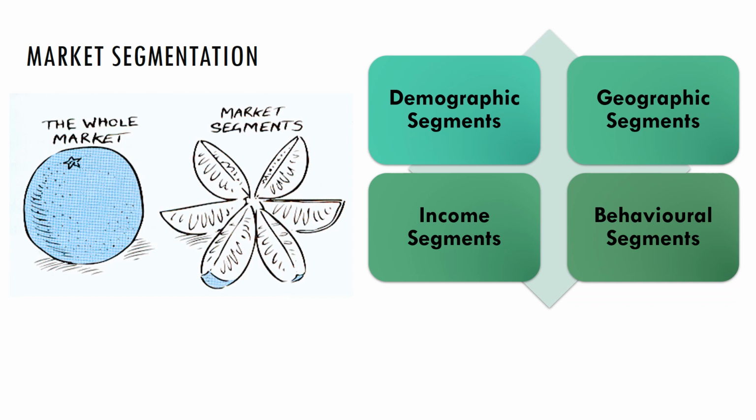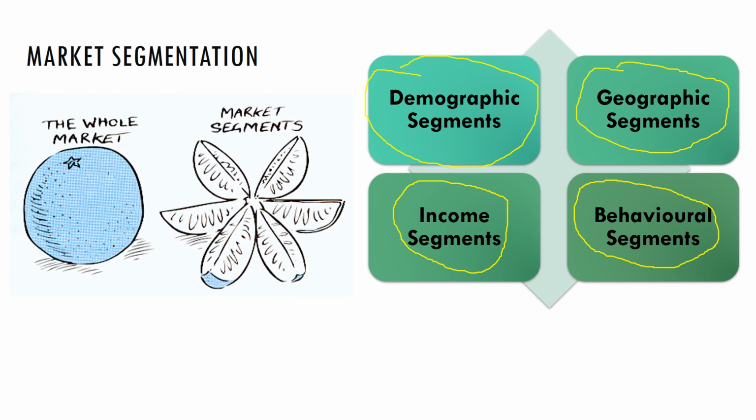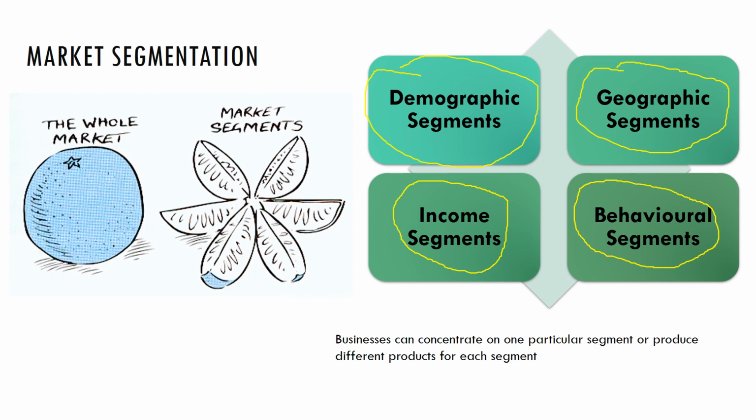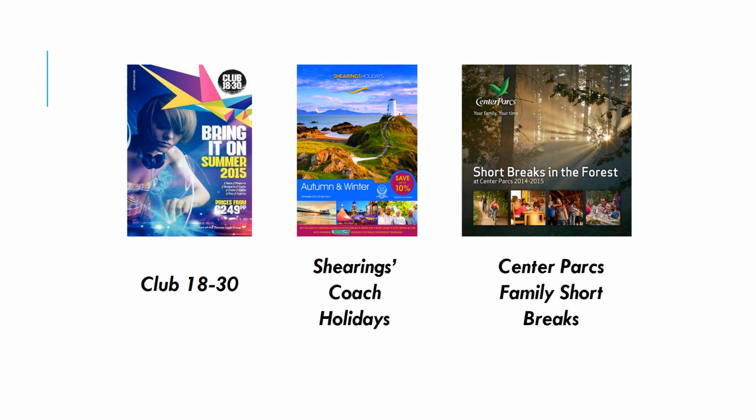Well, they might look at perhaps people's ages, which would be a form of demographic segmentation. They might look at where people live, which would be geographic. They might group customers into high income and low income. They might group customers into how they behave, so maybe active lifestyle versus into cinema. Businesses can concentrate on one particular market segment or produce different products for each segment that they identify. So these would be some examples of market segmentations.